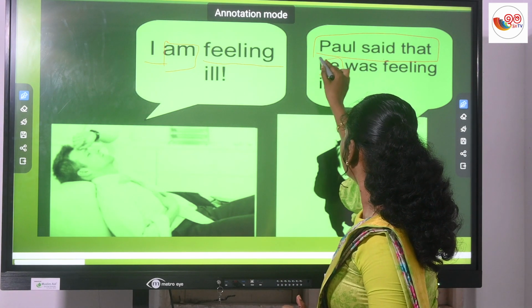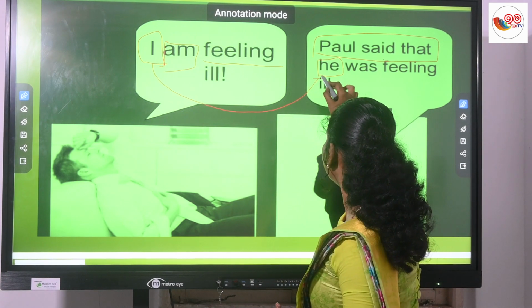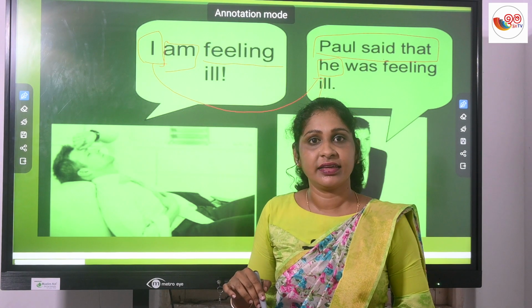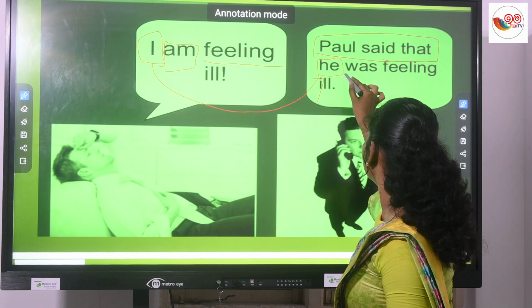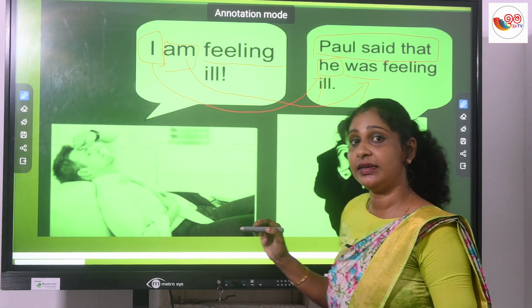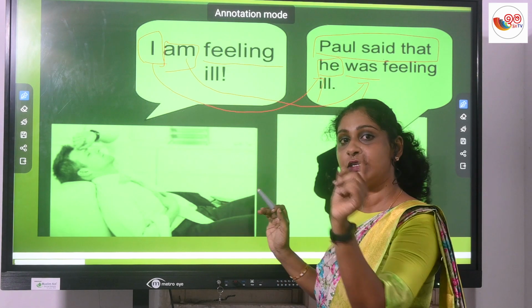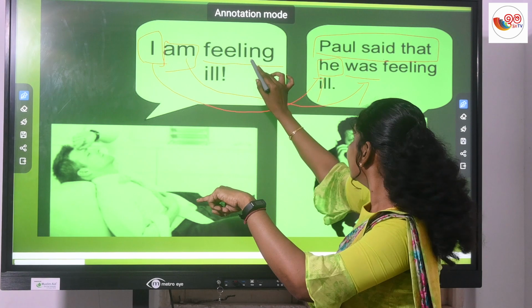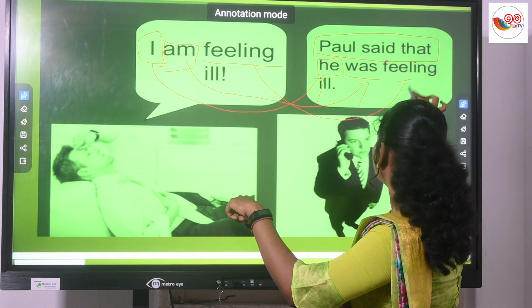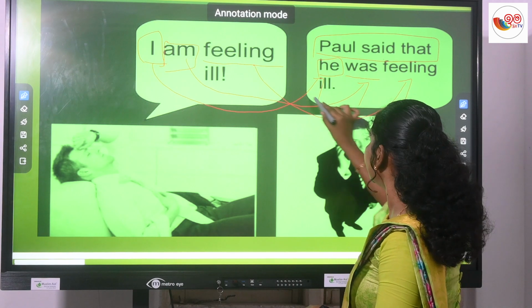He. First change. What will you write instead of the word I? He. He was. I told you to change am, when it comes. What do you change? Was. According to the subject you have to select. So he was feeling. Same ing form. No change. So he was feeling ill.